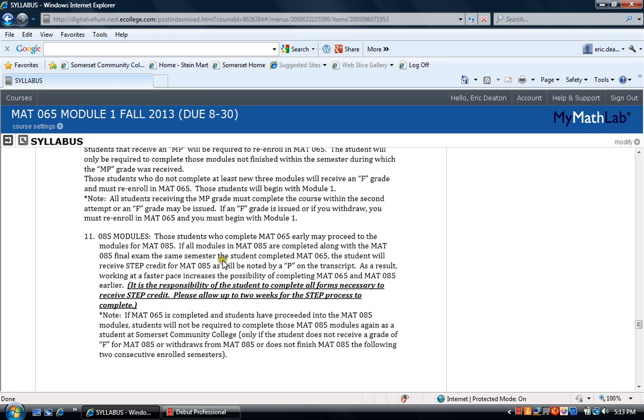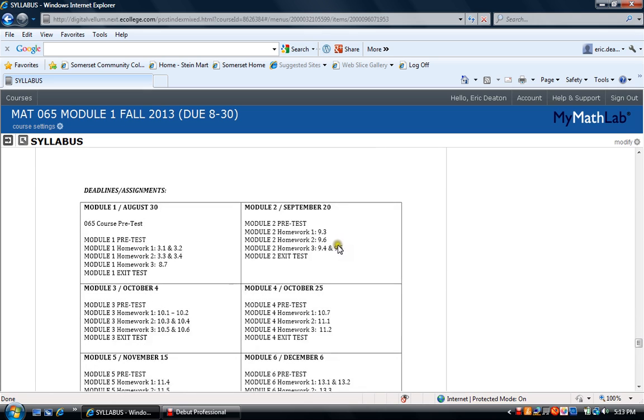So if you're in 065, same thing goes for the 085 class. If you finish 065 early, you can finish 085 early, and get a free class. If you're in 055, you can actually finish all 3 classes in one semester and get 3 classes for the price of 1. So take advantage of that.